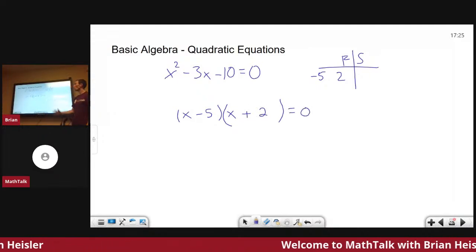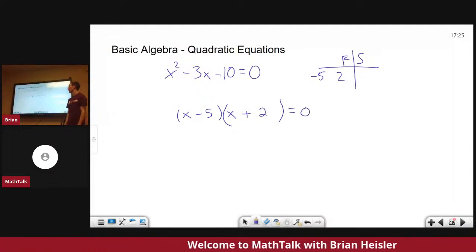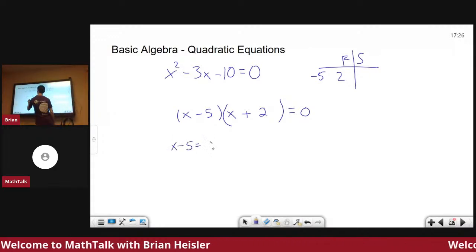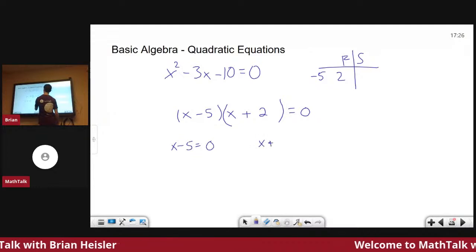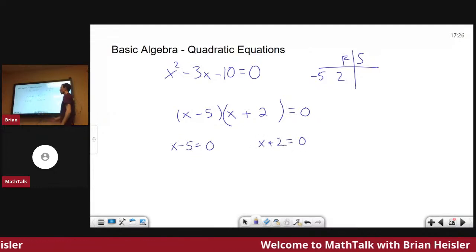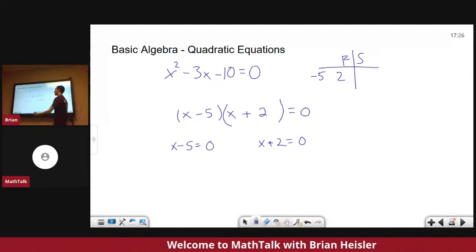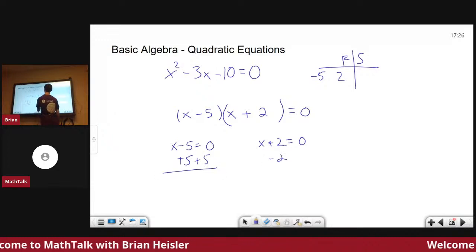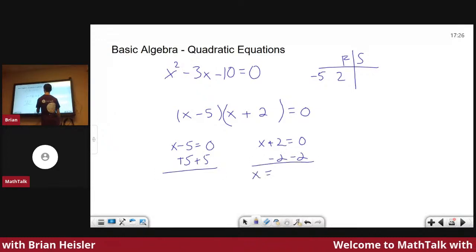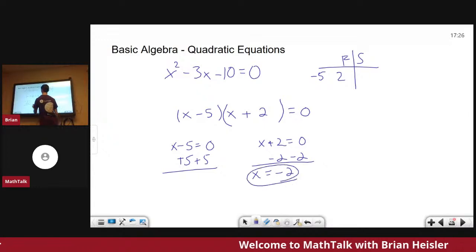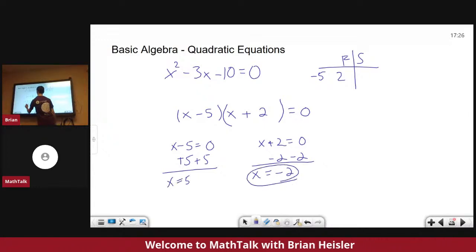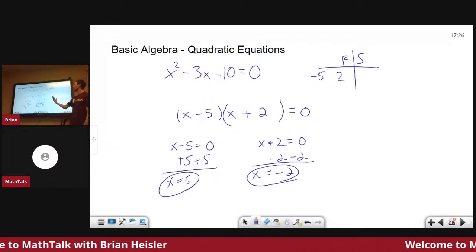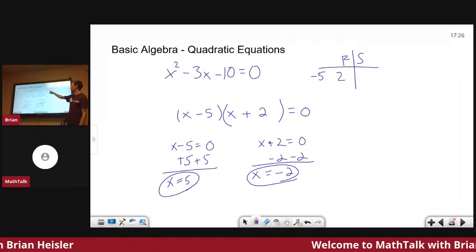And now I have two simple one-step equations to solve. x minus 5 equals 0, and x plus 2 equals 0. Those are one-step equations. It's simple. You just add 5 and then subtract 2. And there's my answer.